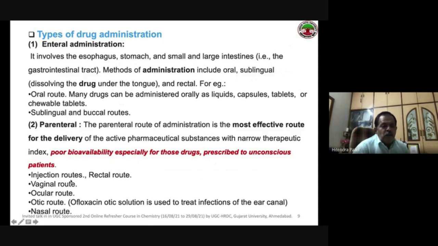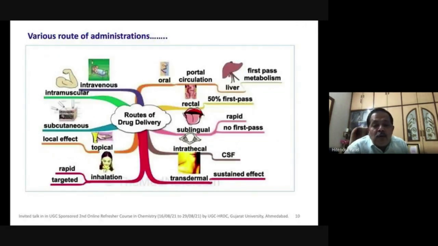Other routes shown here are the injection route, rectal routes, vaginal routes, ocular routes and otic routes. Otic routes means, for example, ofloxacin otic solutions, which we use for the treatment of infections of the ear or eye, the ear canal and the nostril routes. So friends, these are the two important terms: the enteral route of drug administration, and the parenteral route of drug administration.